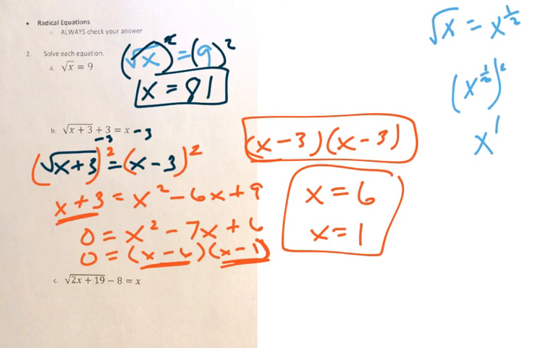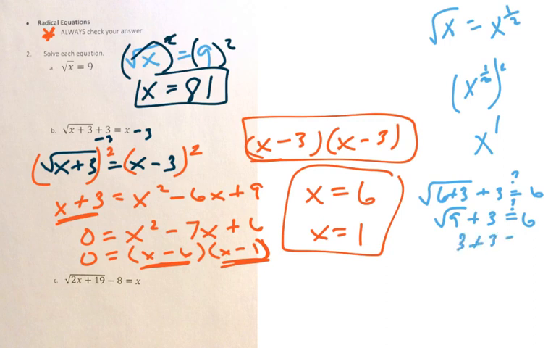Now I can check this. Here I say always check your answer, and I definitely didn't do that for the first one. But I'm going to check it for the second one. If I take the square root of 6 plus 3, plus 3, does that equal 6? Well, that's going to be the square root of 9 plus 3. Does that equal 6? Square root of 9 is 3. 3 plus 3 equals 6. We are good to go.